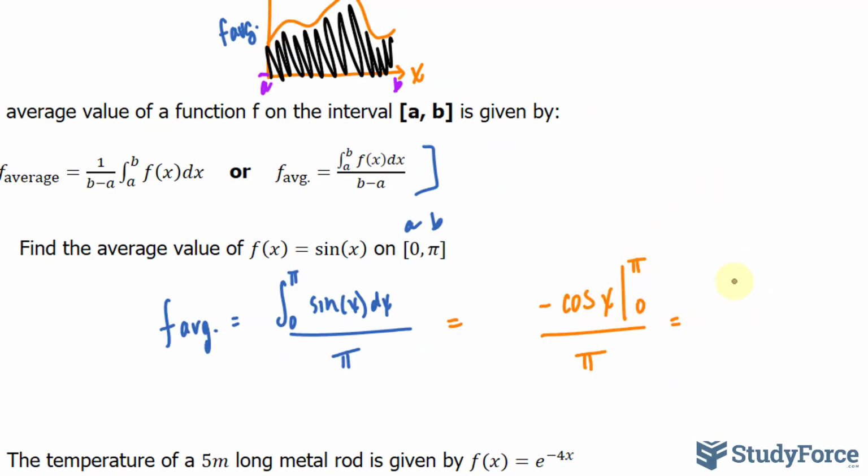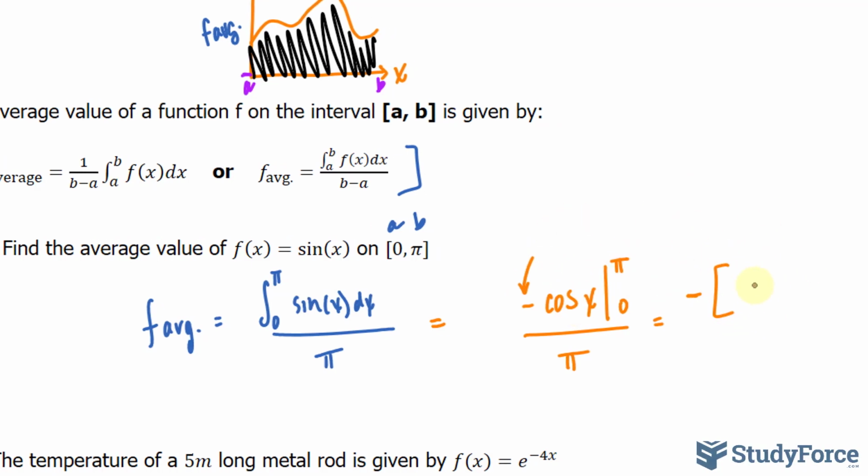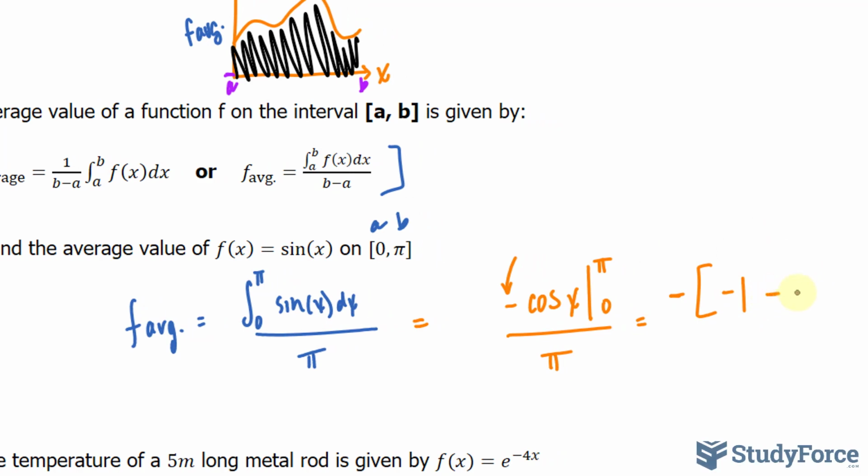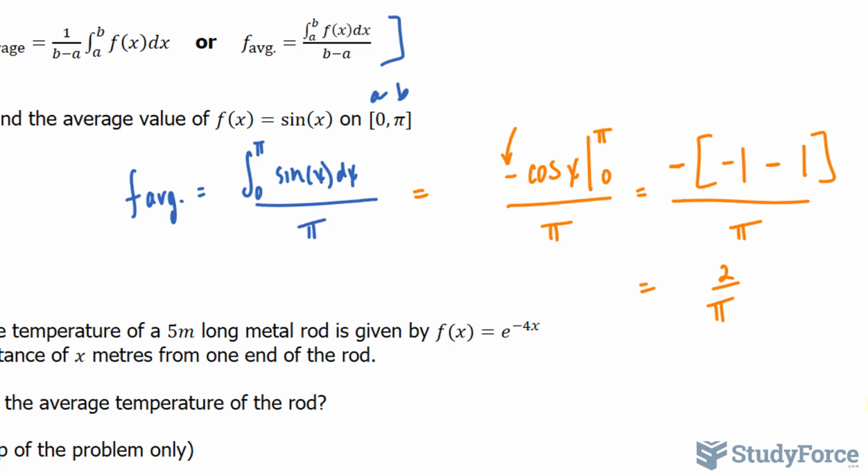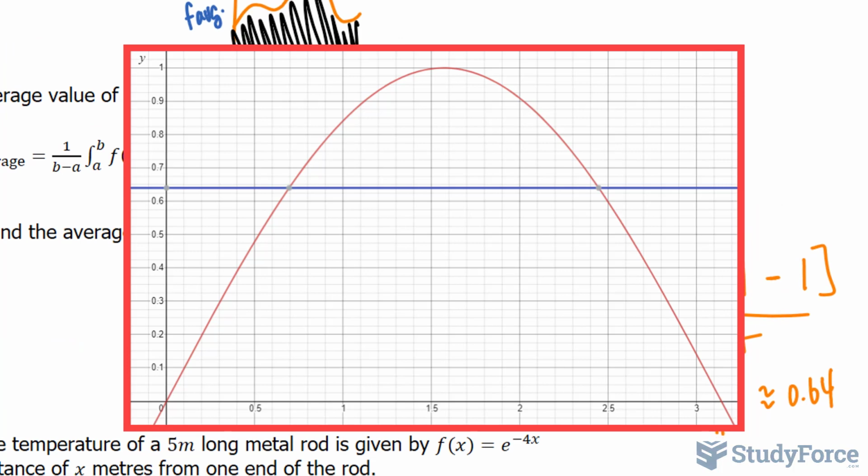Let's evaluate cosine at pi. So I have negative from this factor. Cosine at pi is negative 1 minus cosine at 0 being 1. The top part simplifies to positive 2, leaving us with 2 over pi. And if you put that into your calculator, 2 over pi, that's roughly equal to 0.64. So looking at this graph of sine between 0 and pi, the average value, f average, would be 0.64.